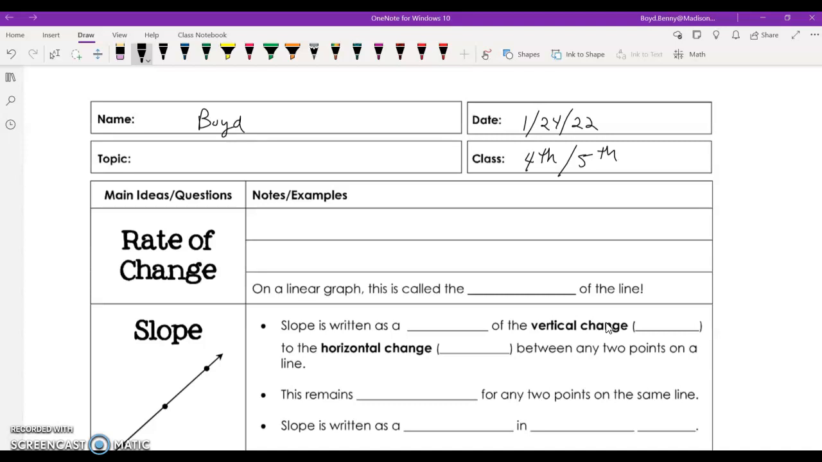So what is rate of change? Rate of change is a ratio of rise to run.